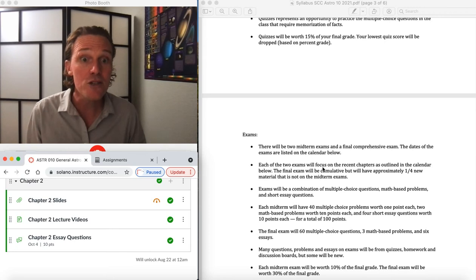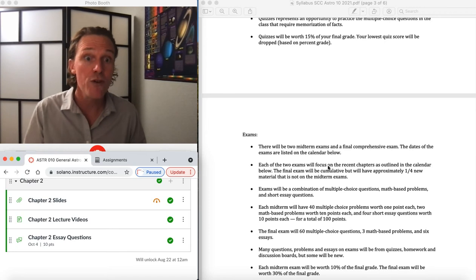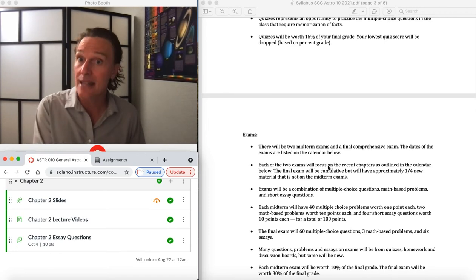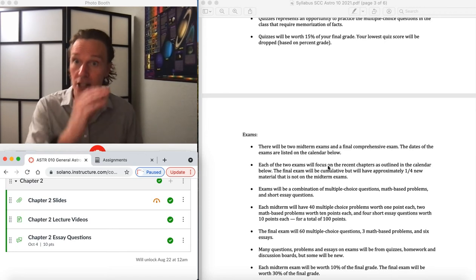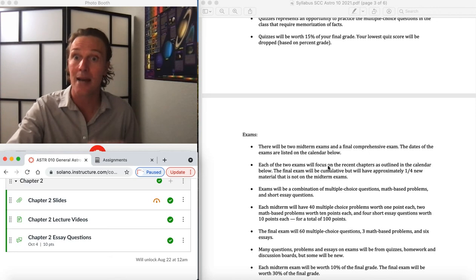Each of the 2 exams, those are the midterm exams, will focus on the recent chapters as outlined in the calendar below. So it's very clear what chapters are covered. It covers all the chapters up until the time of the exam.